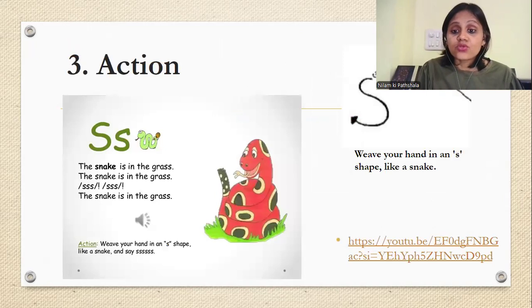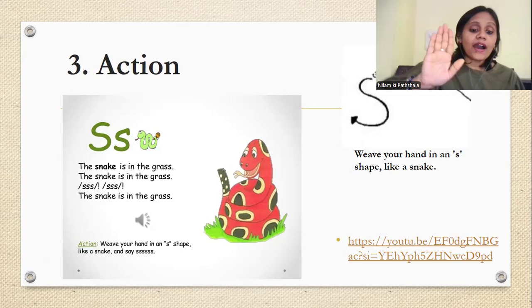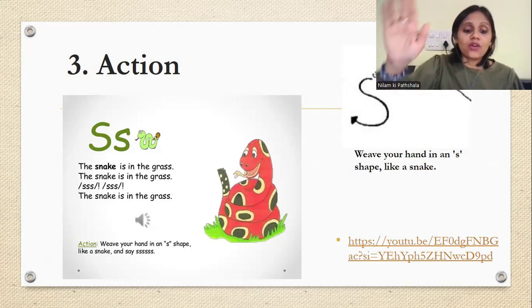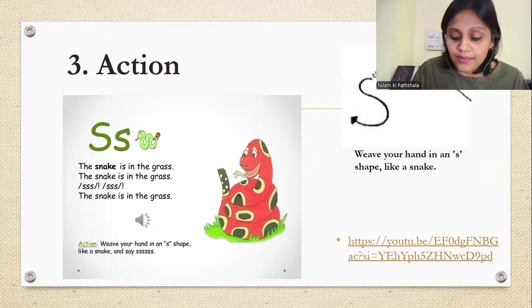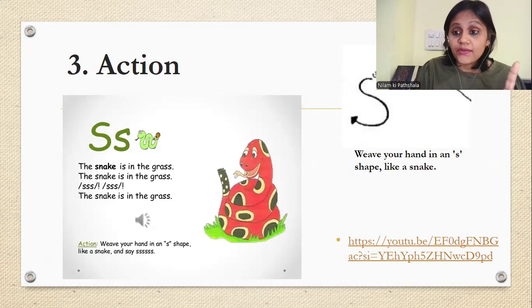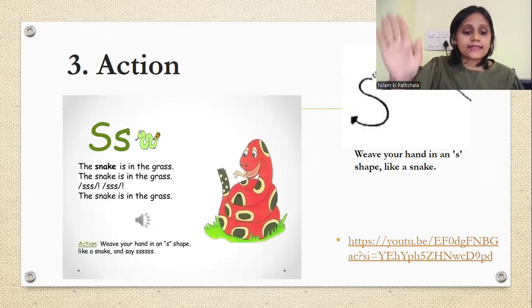All right, now let's do the action. So to do the action, we have to wave our hand in the shape of S. We have to say the sound. So this is the third step. The first step was the story with that letter, with that sound, then the recap of the words which were in the story, and then the action of the letter S sound. So weave your hand in an S shape like a snake and say the sound.